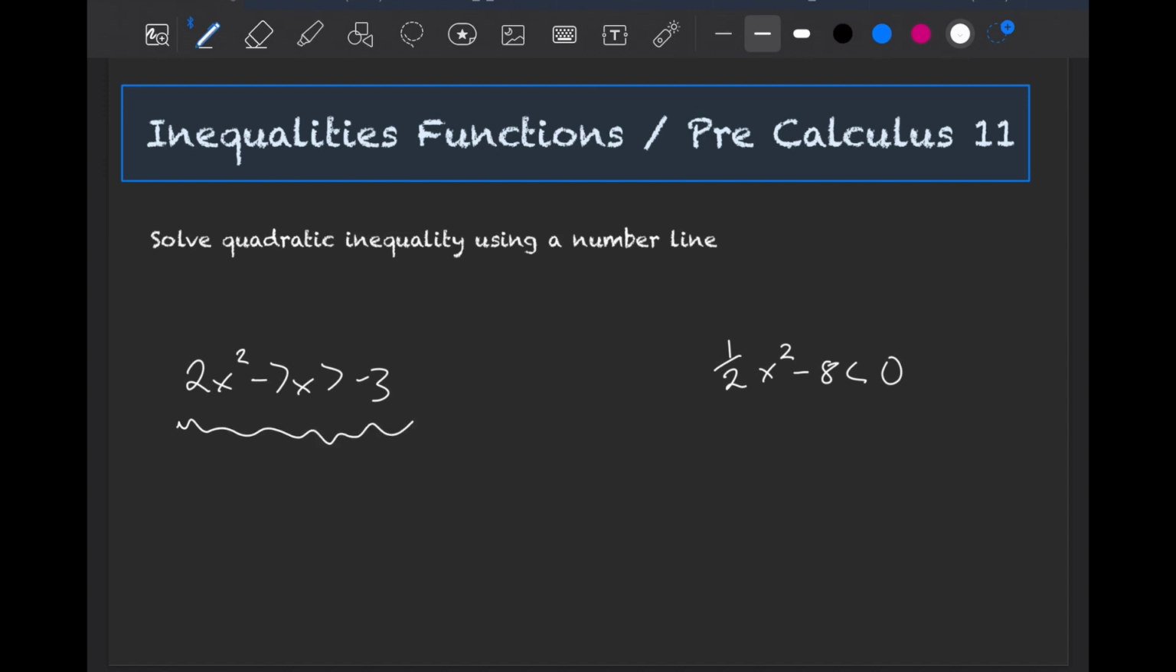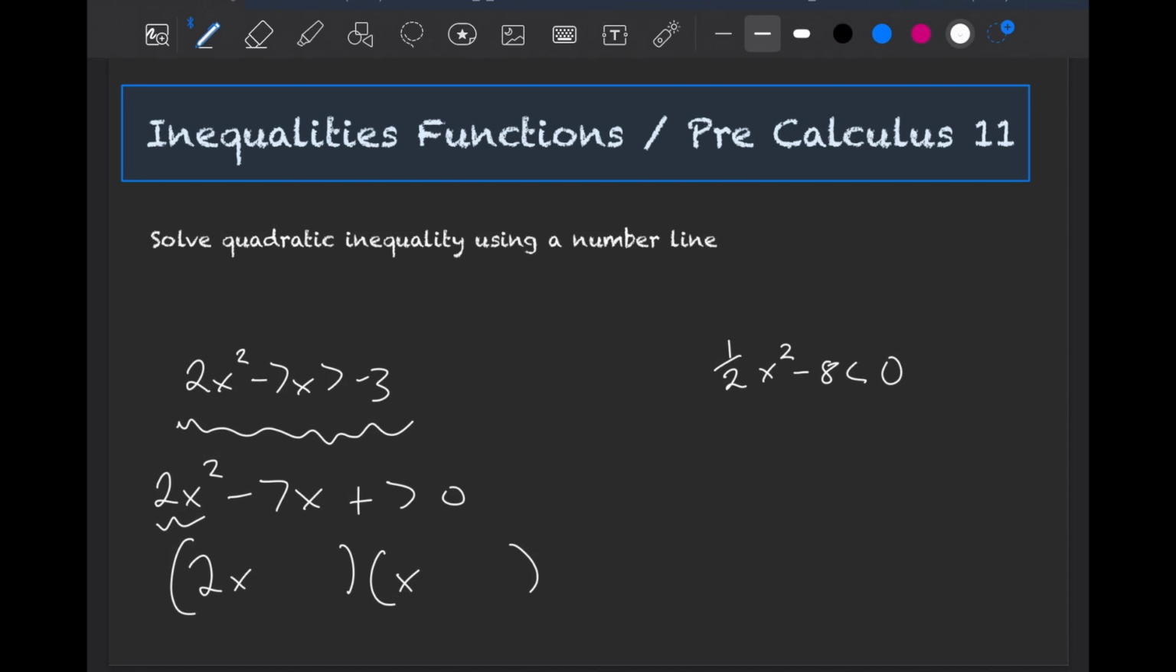So the first thing I'm going to do is move this minus 3 over. So it becomes 2x squared minus 7x plus 3 greater than 0. And then I'm going to factor this down. To factor it, I'm just going to use guess and check. So two brackets that will have 2x and an x, because that's how we can get 2x squared.